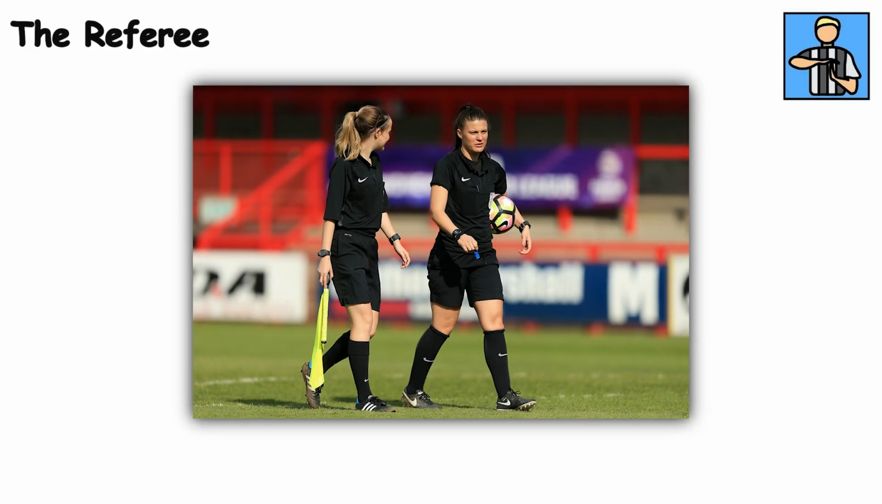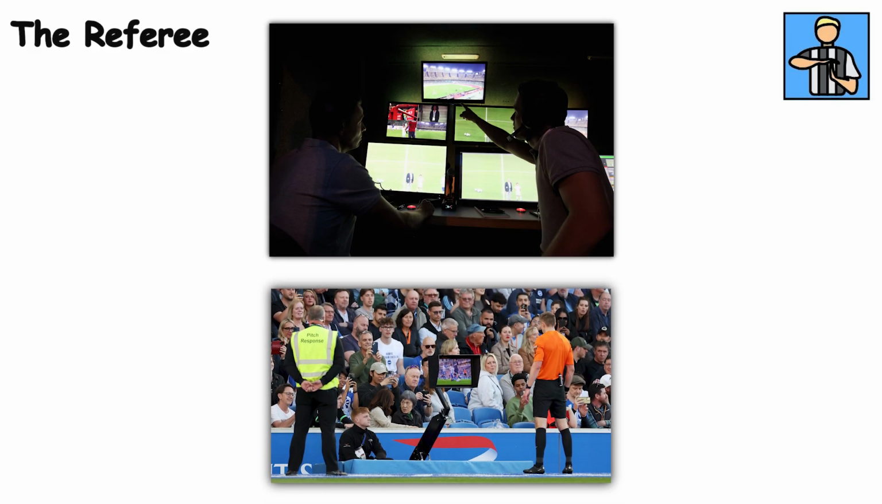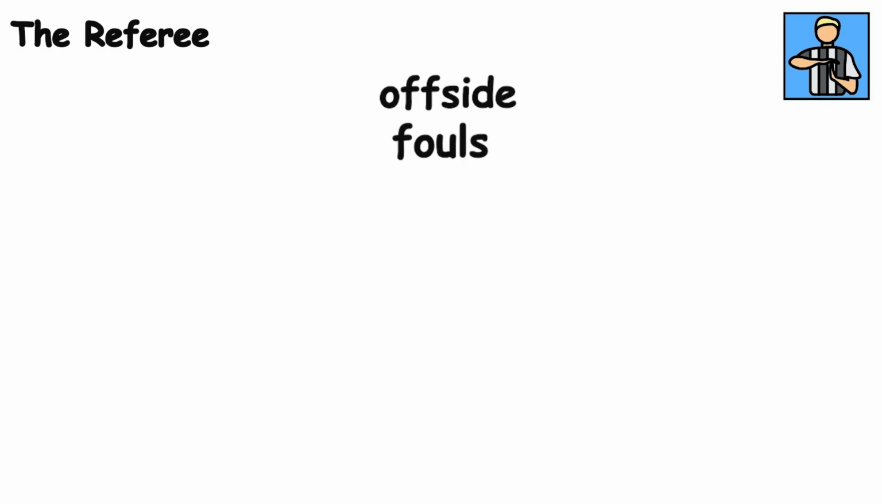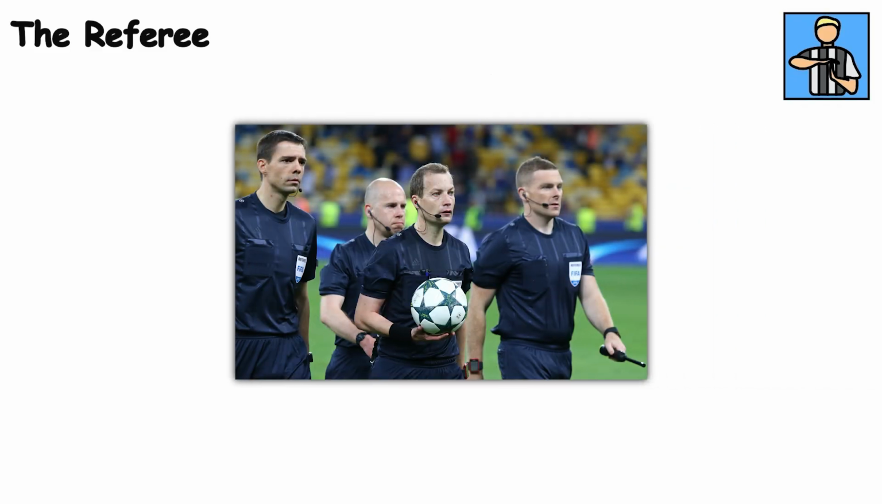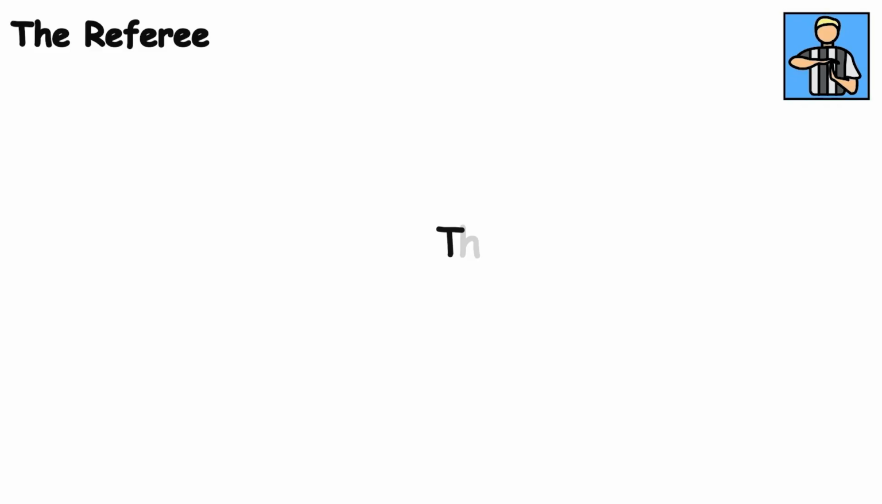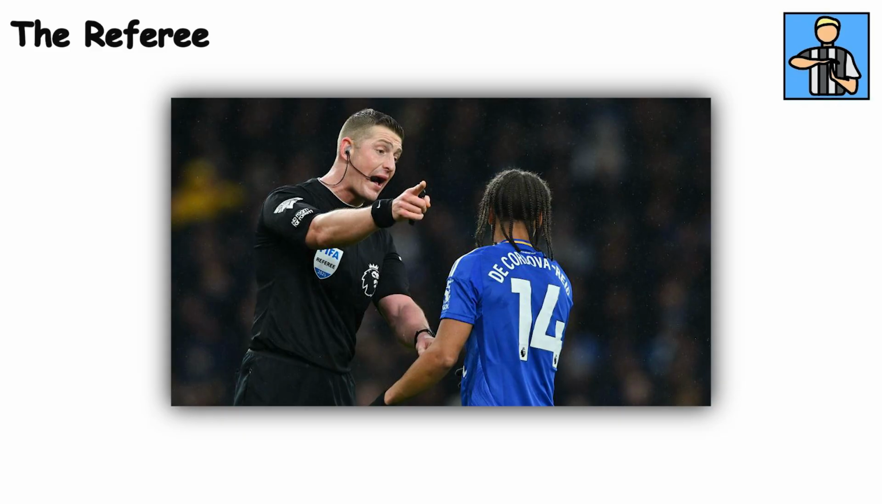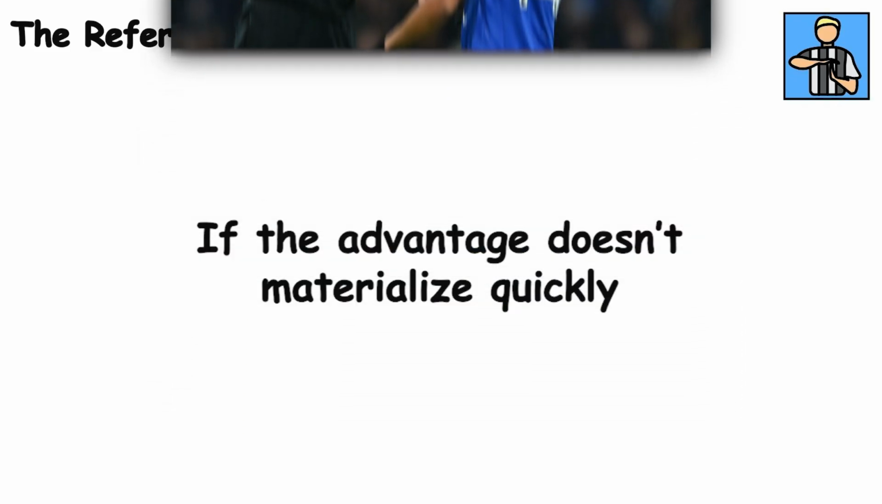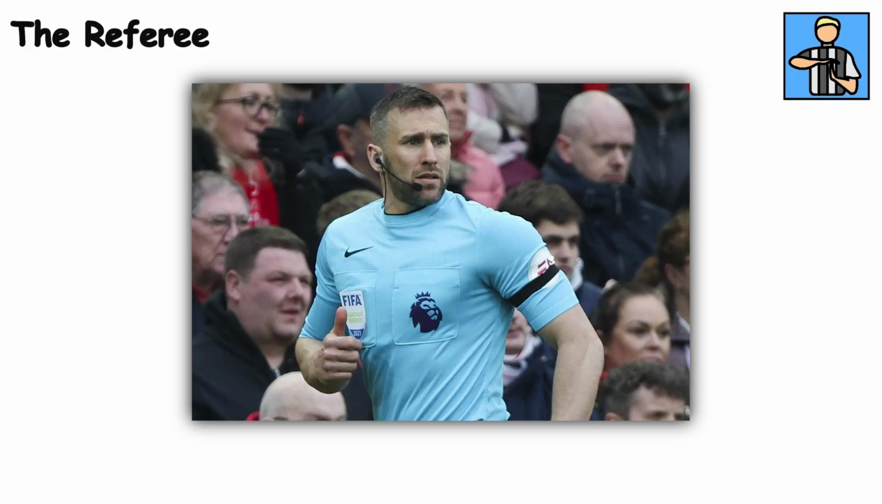The referee is supported by assistant referees, a fourth official, and, at high levels, video officials under VAR protocols. They coordinate with these officials to make sure decisions, especially for offside, fouls, substitutions, or disciplinary incidents, are handled accurately. The referee remains the final decision maker, with authority to overrule any assistant official. The referee also applies the advantage rule. If a team breaks the rules but the non-offending team retains a clear advantage, play continues. If the advantage doesn't materialize quickly, the referee returns to penalize the original offense.